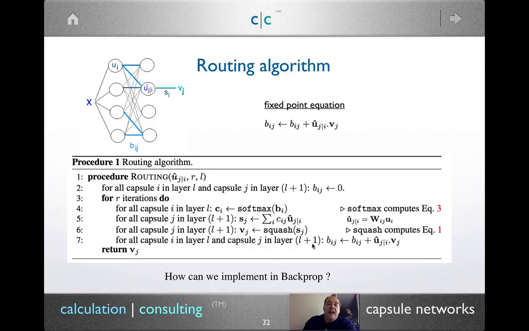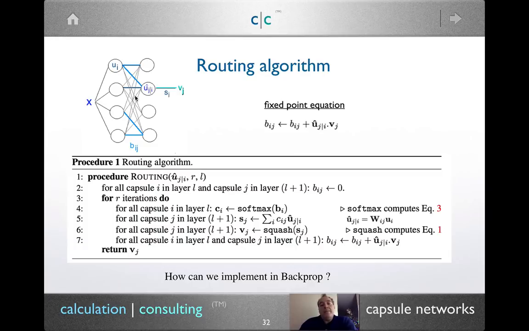Then for each capsule I in the layer and each capsule J, so for all n-squared connections, we're going to update the BIJs. They only get value if there's a strong dot product between the U hat and V. And we're going to do this 3-4 times, and that's going to give us these nice blue connections, and the rest of them will just stay 0.